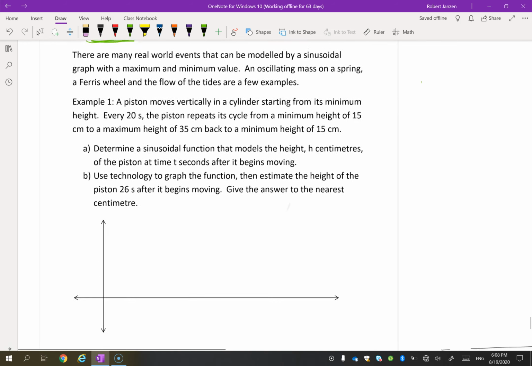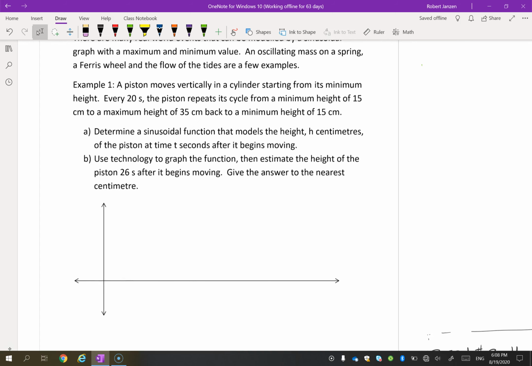It moves vertically in a cylinder starting from its minimum height, and then it goes to its maximum height. Every 20 seconds, the piston repeats its cycle from a minimum of 15, so let's put 15 as a minimum, so that's where it starts, and then it goes to a maximum height of 35, so let's put 35 and say it goes up to there, and then it's going to come back down to 15. And this is supposed to be a sinusoidal function.